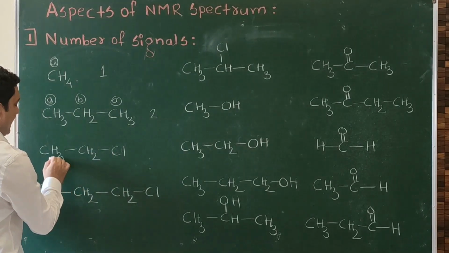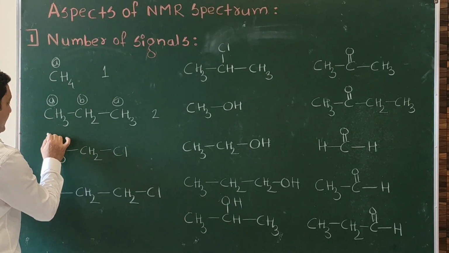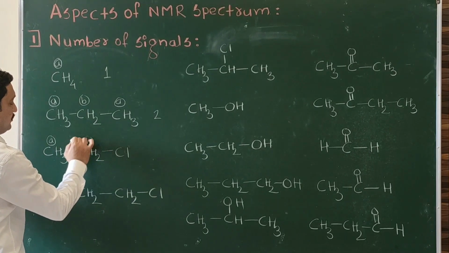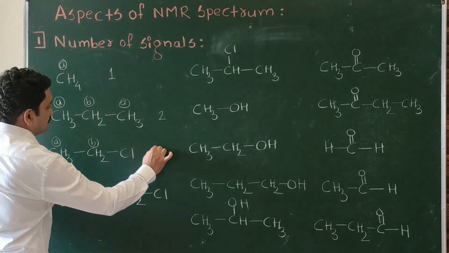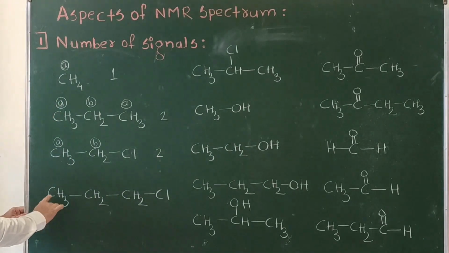Ethyl chloride, as CH3 and CH2 never give the same signal, there is no need to check them. Write different signals as AB. So we are getting two signals for ethyl chloride.